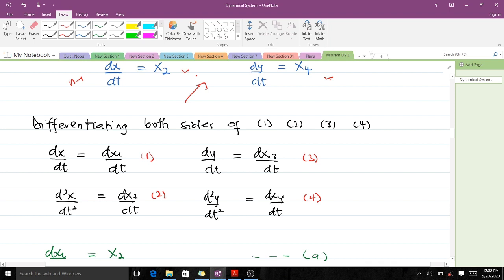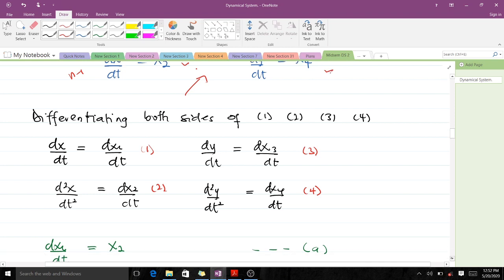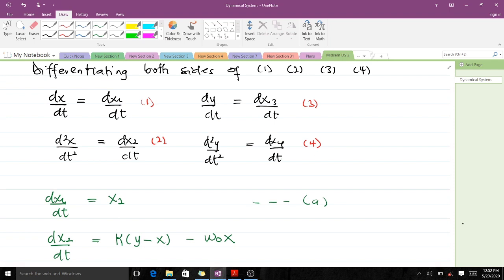Alright, thank you. I hope you understand. The next thing we do is that, you see we have dx1/dt equal to ds/dt, but I want to get all our derivatives in terms of x1, x2, x3, x4. We have to find other things to represent this, here to represent this, here to represent this, and here to represent this.